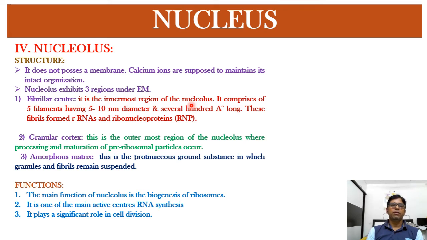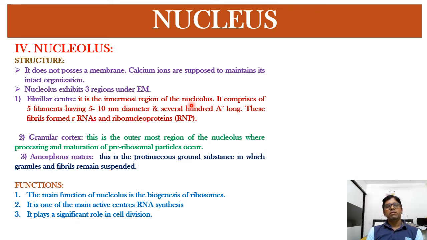Coming to the functions of the nucleolus. The first function is that the main function of the nucleolus is the biogenesis, or synthesis, of ribosomes. Ribosomes are produced in the nucleolus. The second function is that it is one of the main active centers of RNA synthesis. Particularly, rRNAs are produced in the nucleolus.